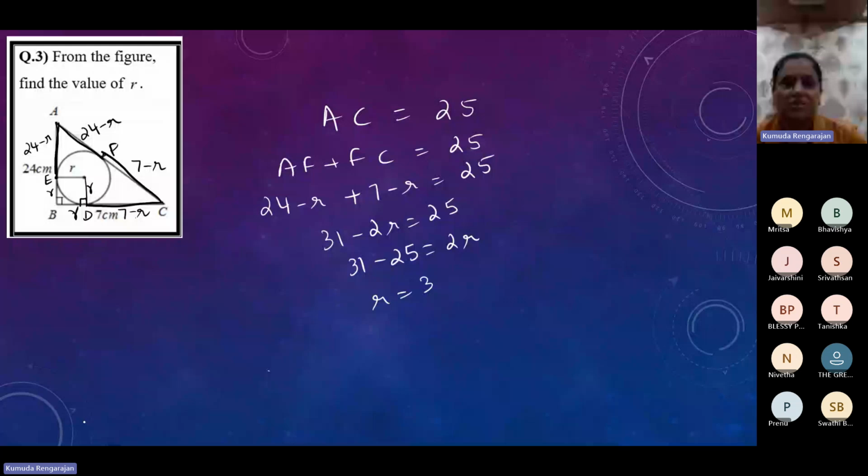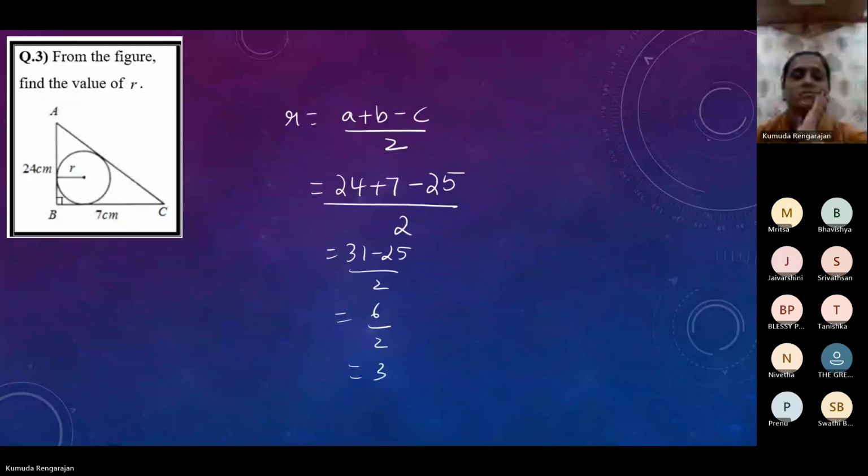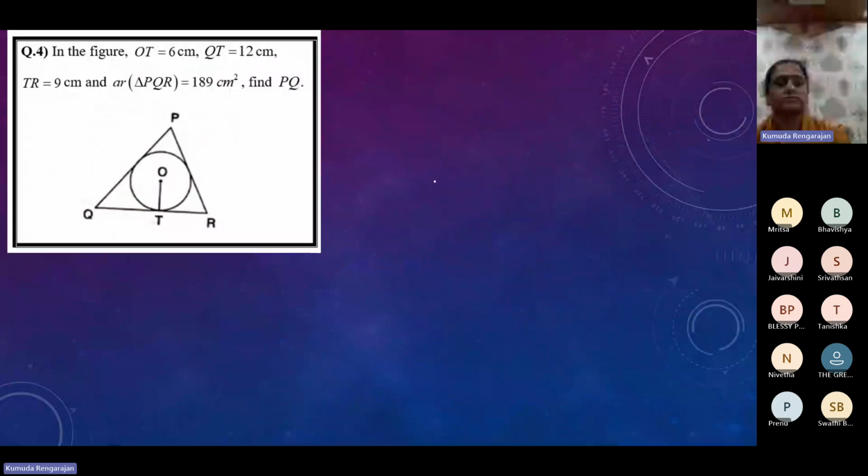You don't have to spend so much time showing where it's a rectangle, then a square, and all that. The earlier method is for more than 1 mark. It's 1 mark, you can just do it like this. Sum of the legs minus hypotenuse by 2. So this is time consuming. We'll just do it tomorrow.